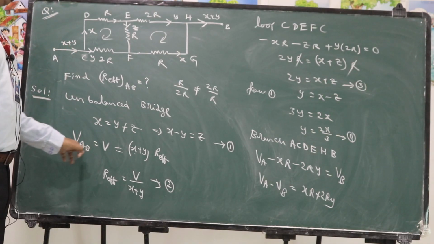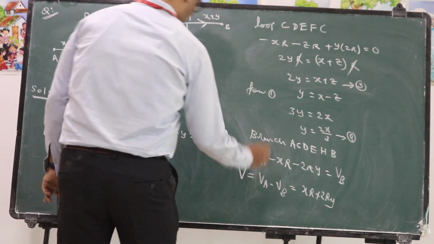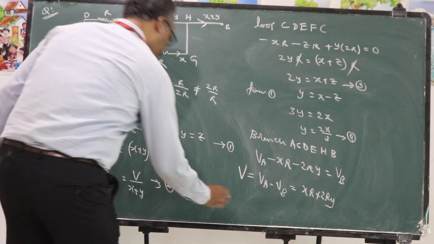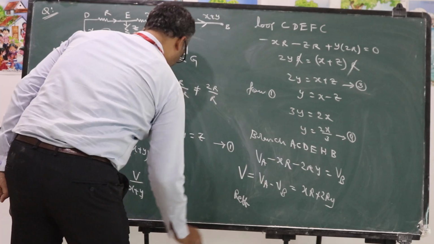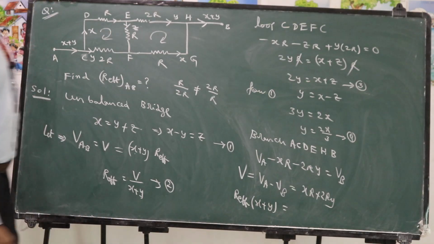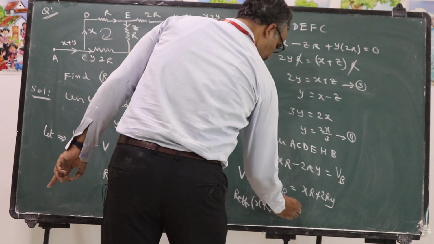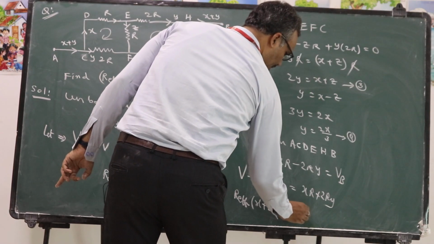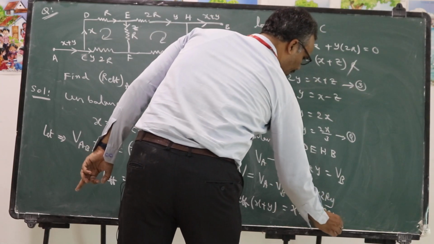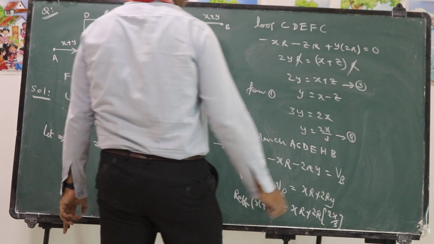VA minus VB means nothing but VAB. VAB, we calculated it as V. Then V value is R effective into X plus Y. That is equal to XR plus 2R into Y value, we calculated it as 2X by 3.